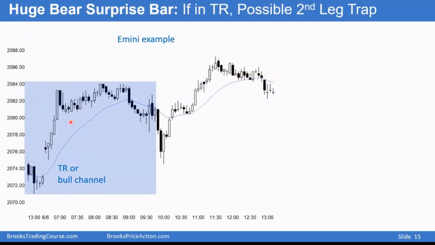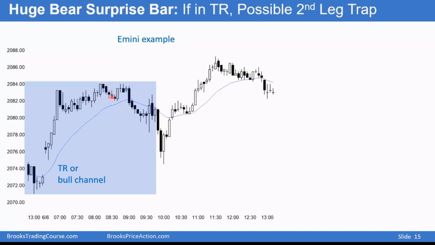This is the E-mini. I want to make an important point. We're in a bull trend. We have a surprisingly big bear breakout below potentially a bull flag. Traders are expecting a measured move down and 2 legs down. However, this low is above that low. It's a new low of the day, but above that low. It's possible that this is simply a second leg trap.